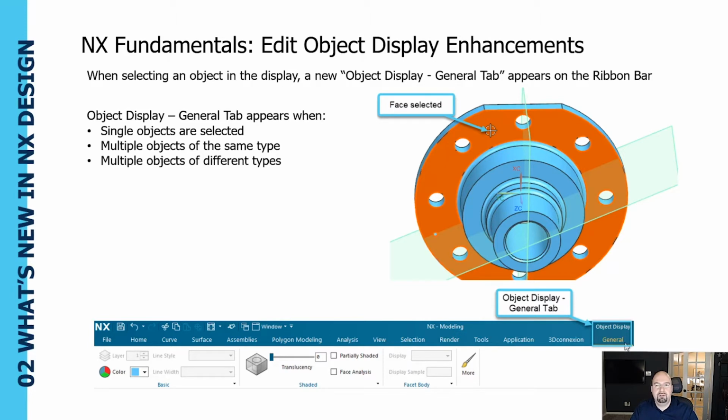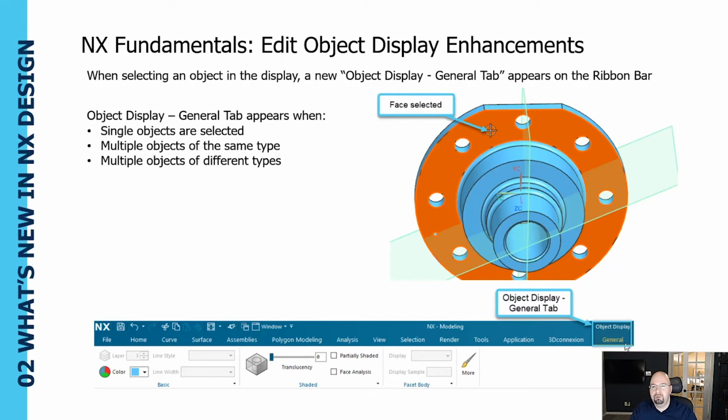So any features or faces, edges, curves, datum planes, any features or items that you can affect or change the object display of, once you select those items in the NX 1926 session, you will now be presented with an object display general tab at the top of your ribbon bar. Once that tab is presented to you, you can select it and you'll be presented with the edit object display options there, as you can see in the toolbar.